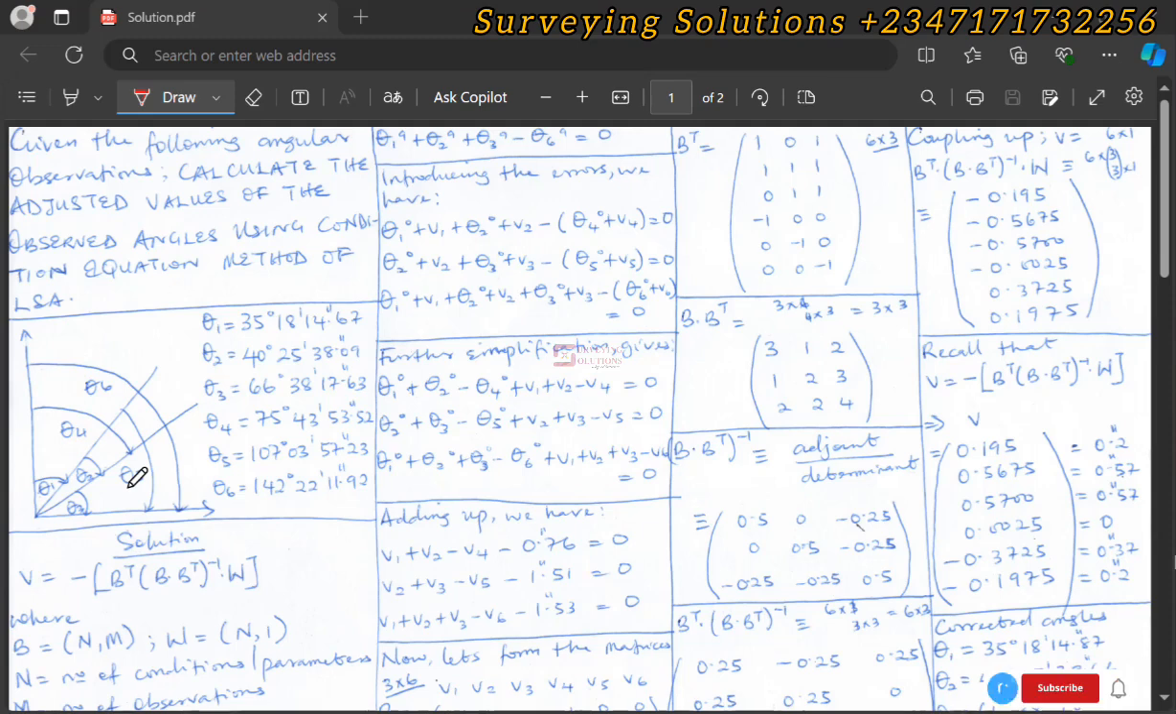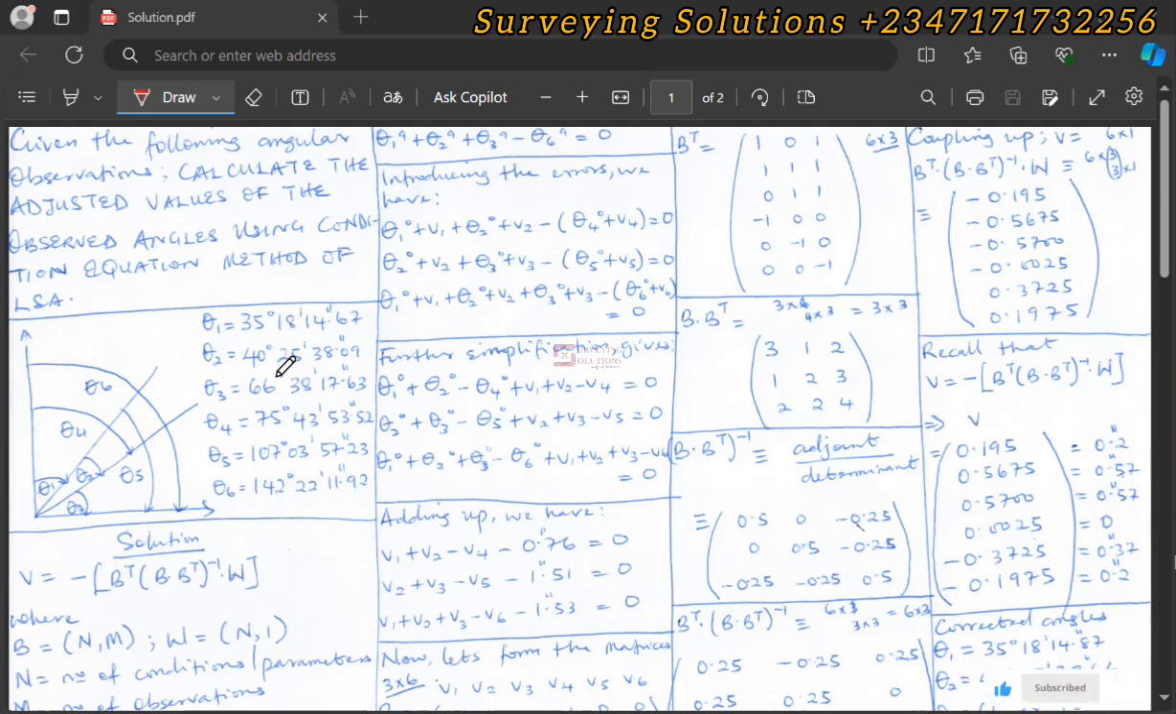Now you need a writing material and a calculator by you, and you also need to follow it through to the end, right? Good. So these are the values of each of the observations. We have theta 1, theta 2, theta 3, theta 4, which is 1 plus 2, theta 5, which is 2 plus 3, and then theta 6, which is 1 plus 2 plus 3, right?